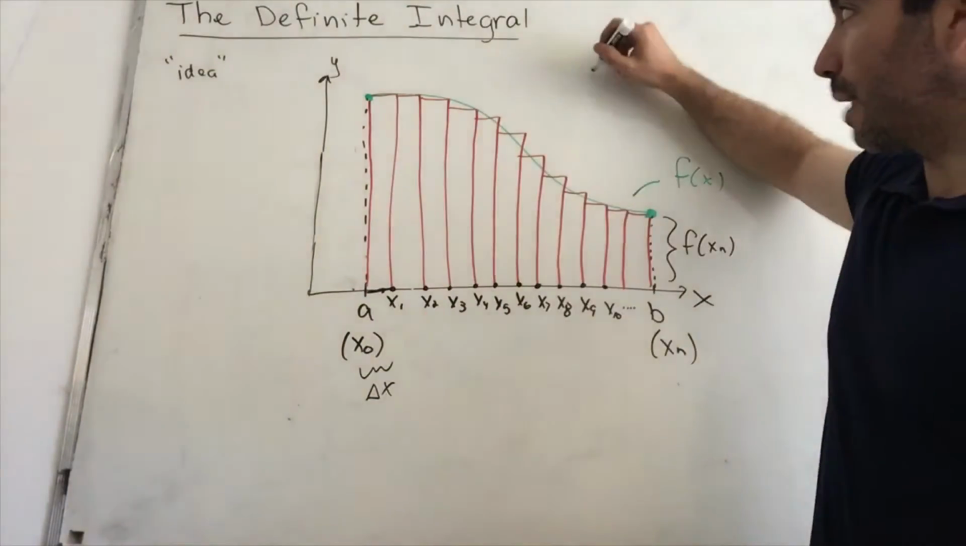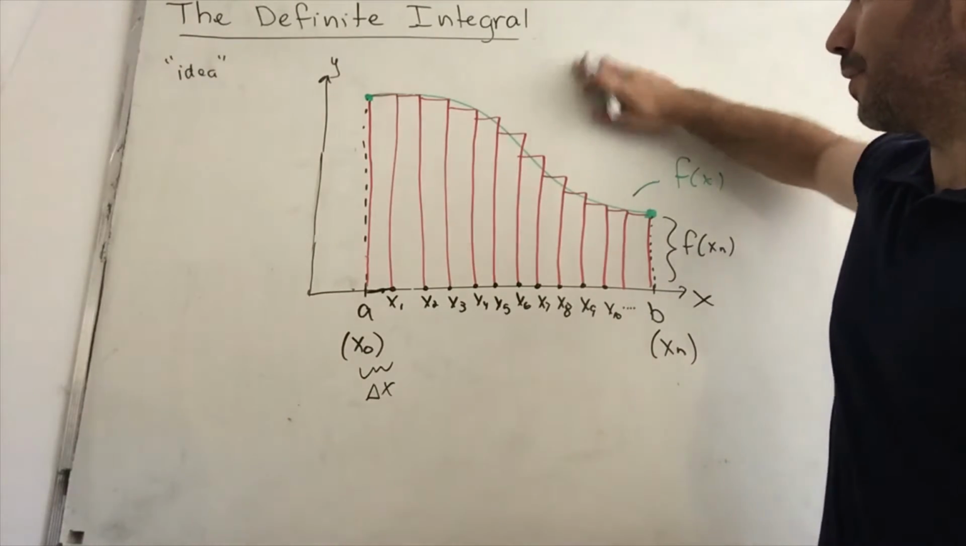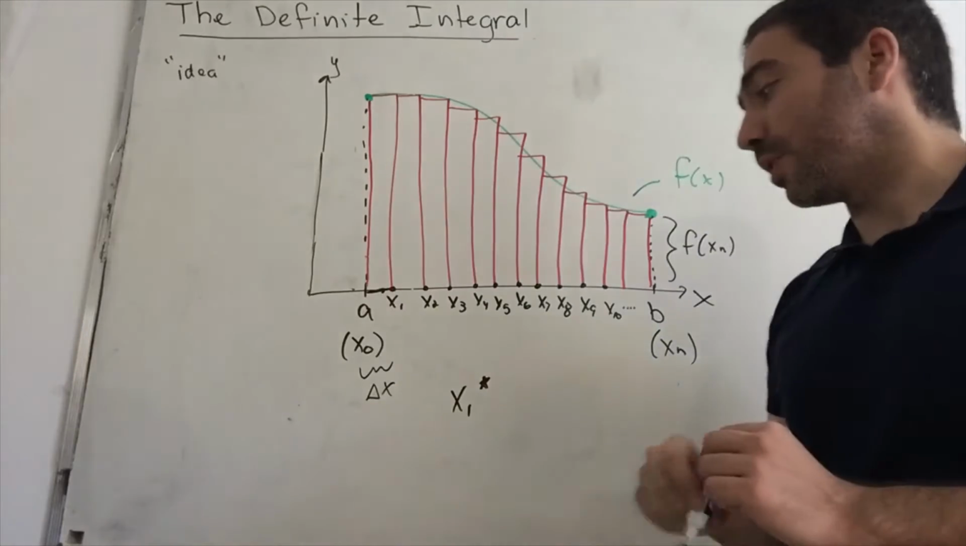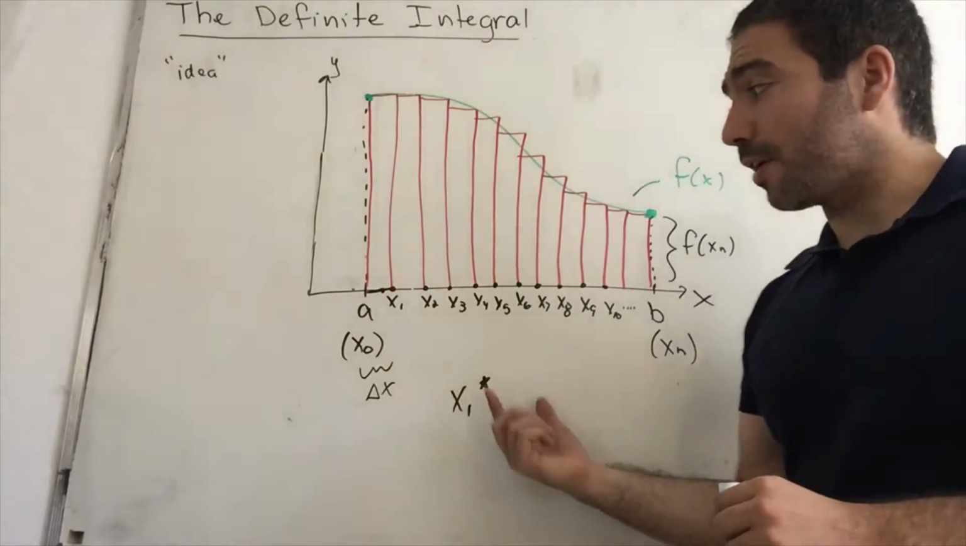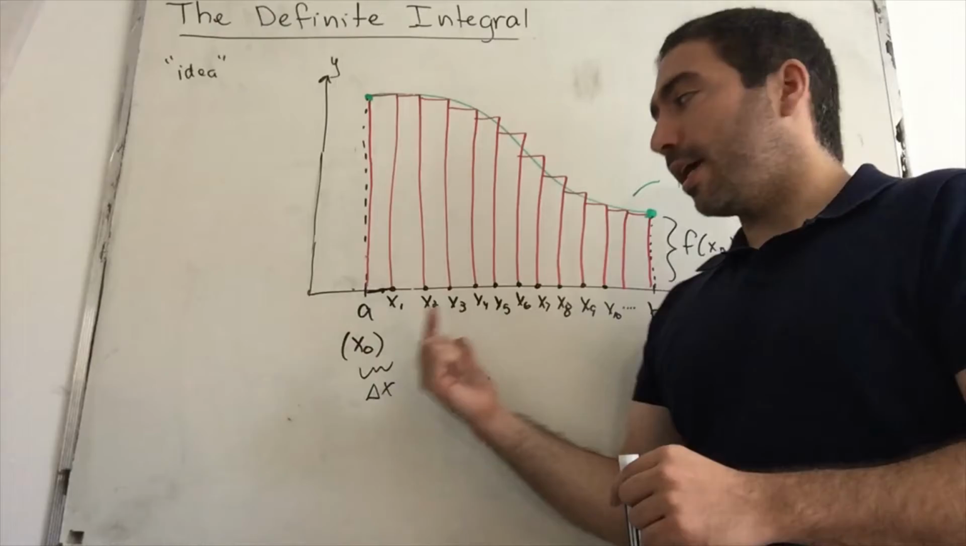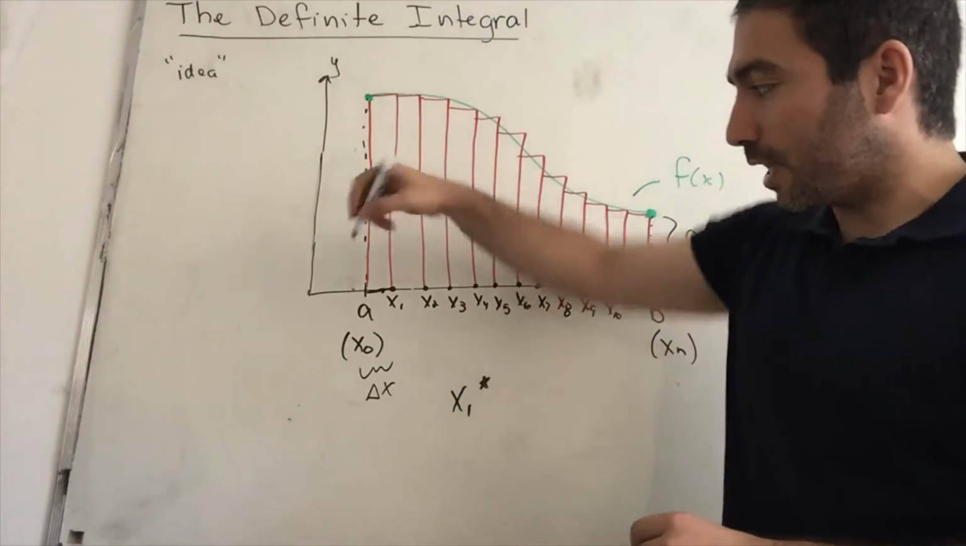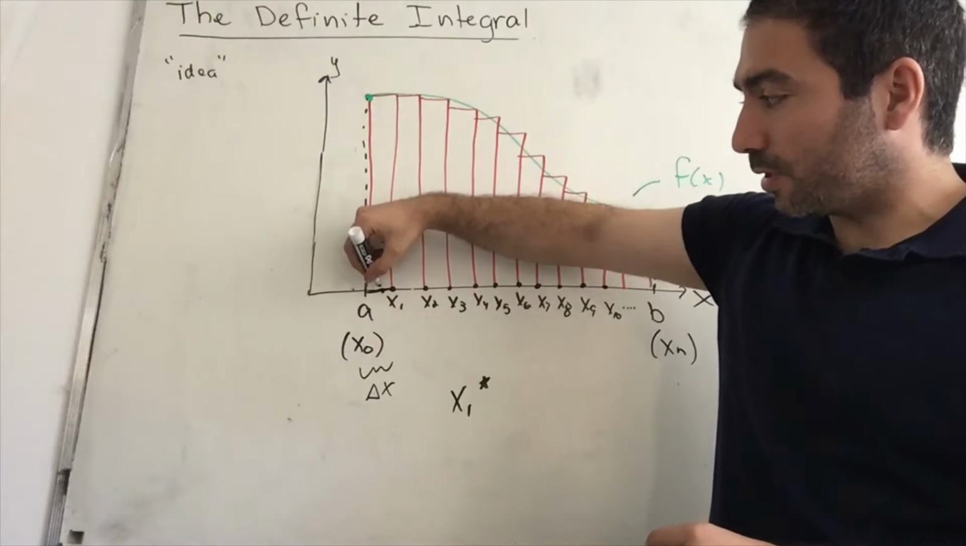We spoke about these sample points. Let's go on the first one, x1 star. We said xi star is between x(i minus 1) and xi. So if we're talking about x1 star, this is an x value that lies between x0 and x1, so somewhere over here.